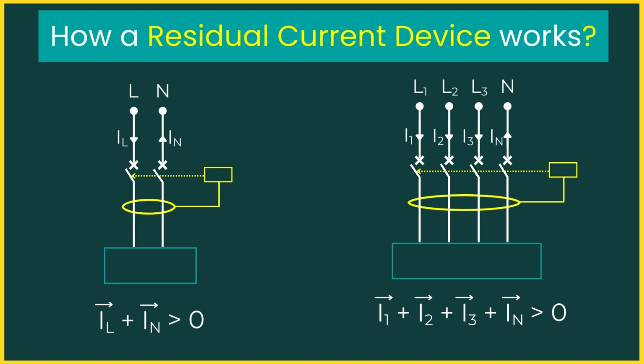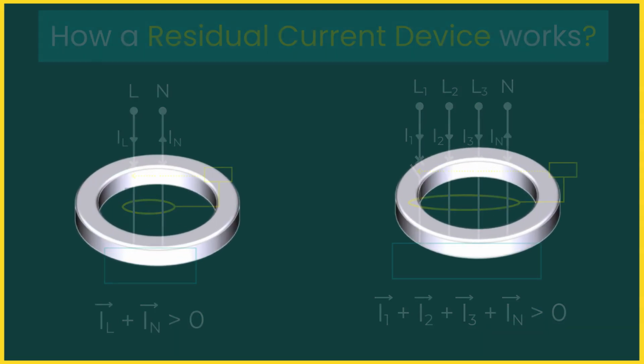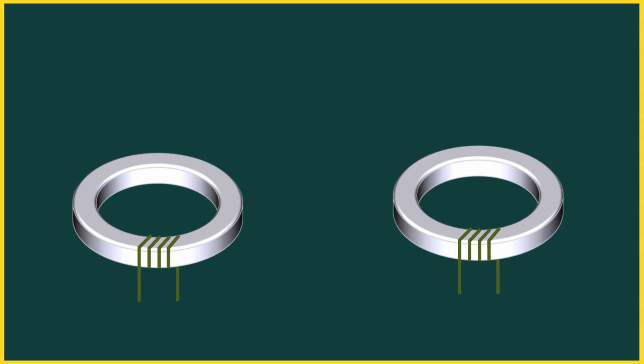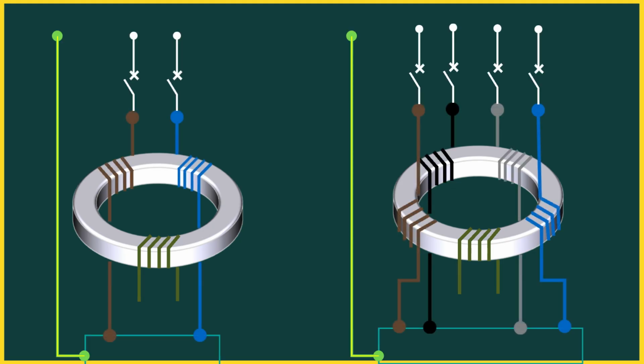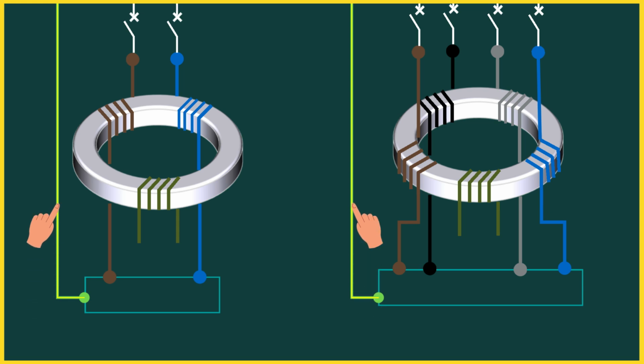Inside every residual current device, there is a magnetic toroid with a secondary winding. This magnetic toroid surrounds all active conductors supplying the circuit. These include the phase conductors and the neutral conductor, if present. At this point, it is important to note one thing. Protective conductors do not pass through the toroid. With this internal arrangement in mind, let us now look at how currents behave under normal conditions.